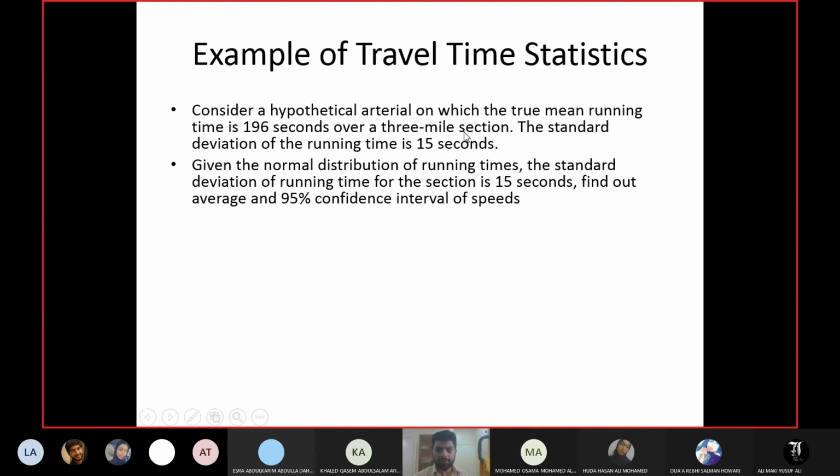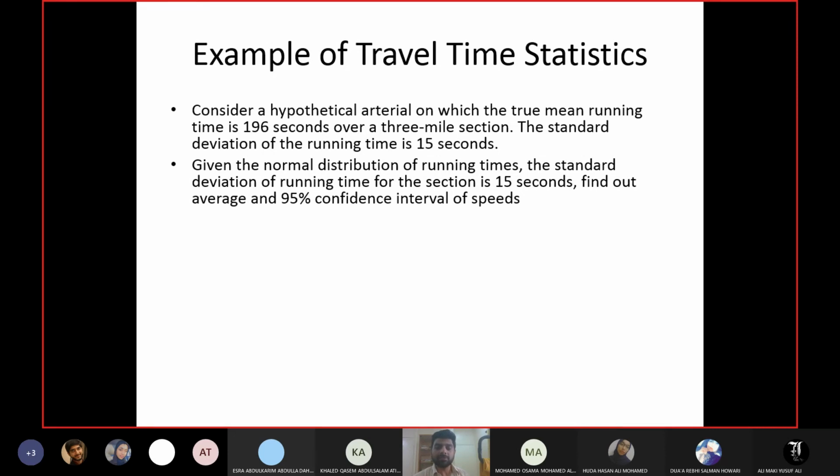We have an arterial on which the true mean running time is given as 96 seconds. The length of the arterial is 3 miles. The standard deviation of the running time is 15 seconds. They did some observations, calculated the mean and the standard deviation themselves, and gave us the values. They are saying that, given a normal distribution of running time, running times, like spot speed, also follow a normal distribution. This is what they are telling us, and we have to believe them.